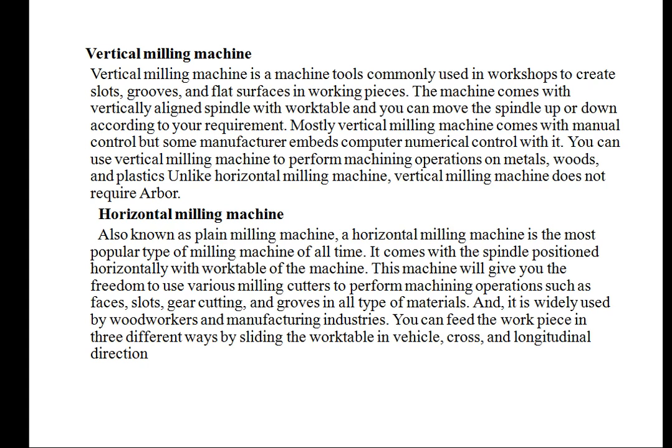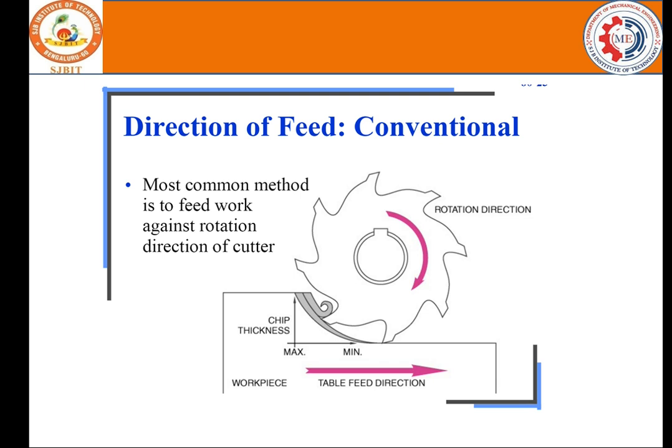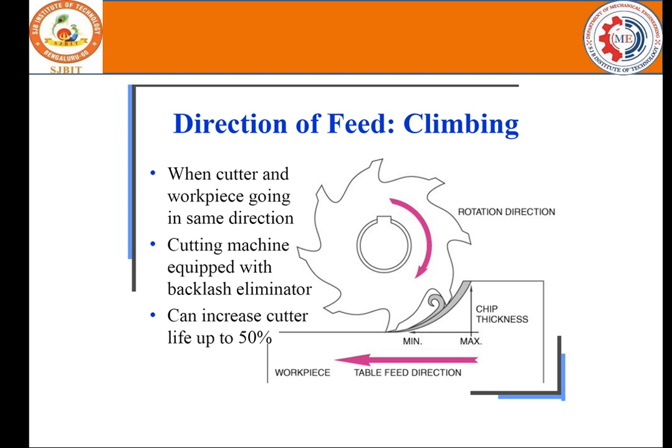So based on the application, you will be able to select the particular milling machine. When you take the cutter movement on the workpiece, we are going to feed the work against the rotation direction of the cutter. Whatever the direction it moves, the workpiece will be advancing against the direction of the cutter, which is known as the conventional method of cutting. Further, in the second stage, we will be moving along the direction of the workpiece. When the cutter and the workpiece are going in the same direction, backlash should be eliminated, and it can increase cutter life up to 50%.